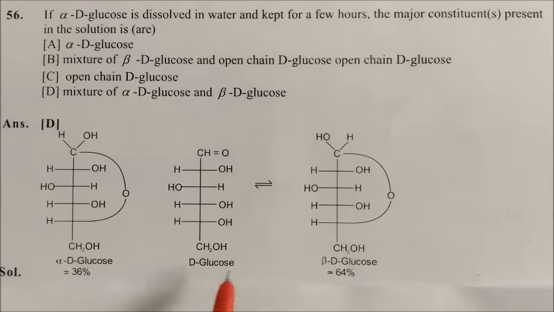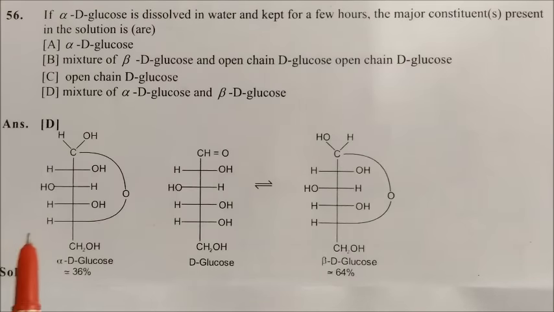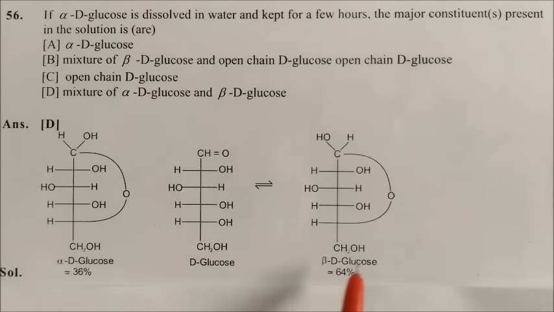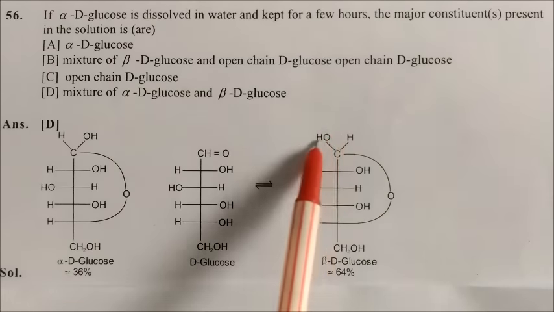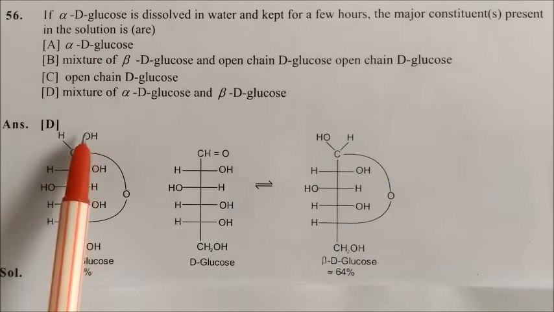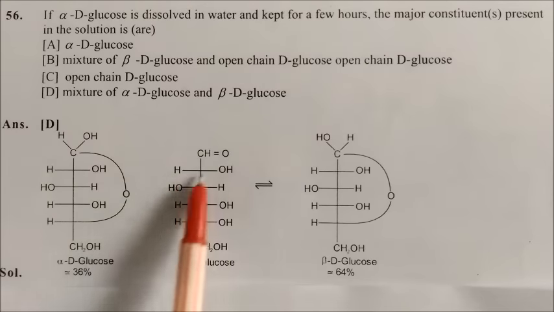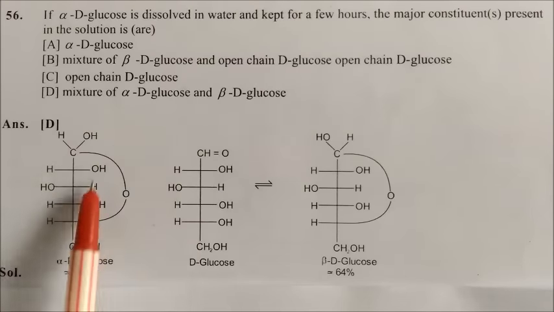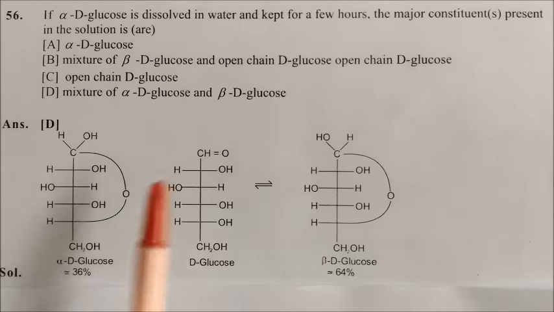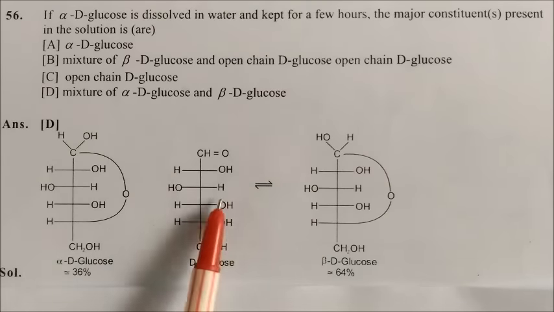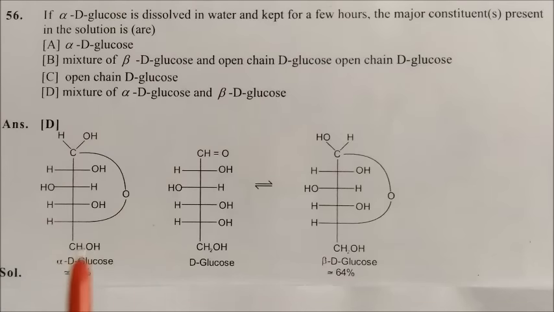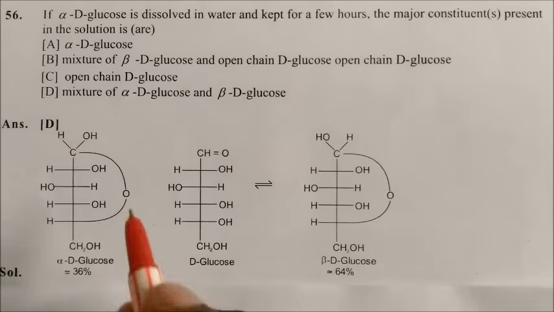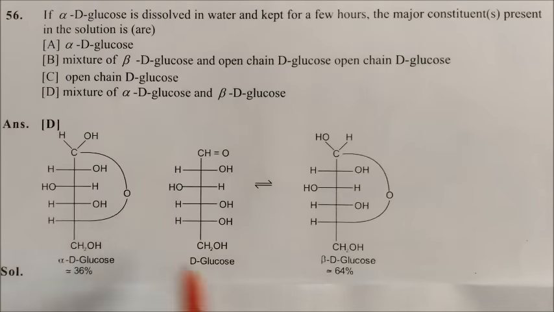On dissolution, this is the alpha D glucose and this is the beta D glucose. You can see clearly the OH on this side is beta glucose, and the OH on this side is alpha D glucose. So this is an equilibrium position with open chain D glucose, which is converted into alpha D and beta D like this. These two will be in equilibrium with each other. The percentage of alpha D glucose is 36% and the percentage of beta glucose is 64%.